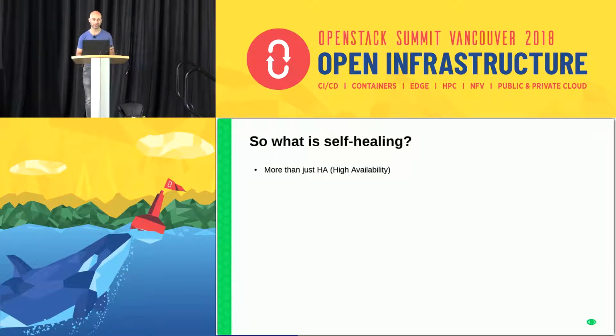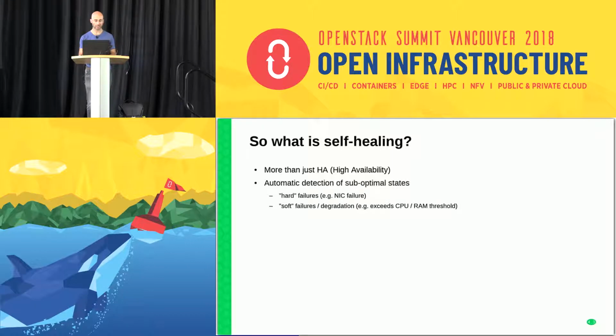It's not just HA. I kind of see it as a superset of HA. So HA is part of self-healing, but then it extends into other areas. Typically when you say HA, people think about a cluster manager like Pacemaker or a load balancer like HAProxy and that kind of thing. And there's lots of traditional connotations around that. But self-healing goes beyond that.